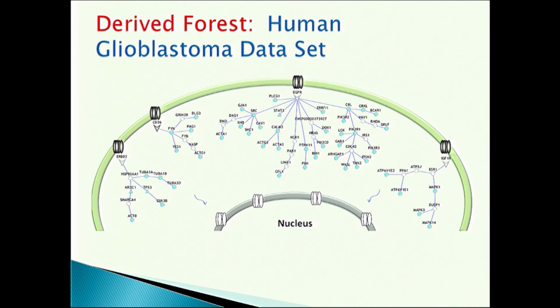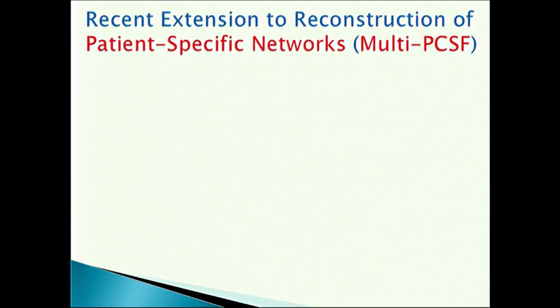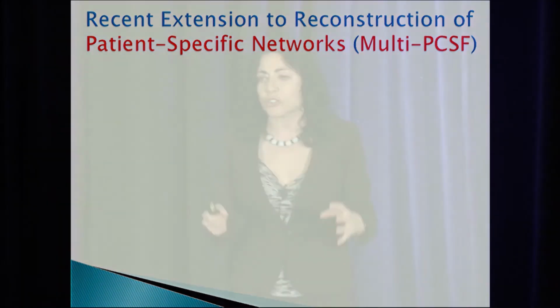Okay, the final thing that I want to tell you about is more recent extensions to the reconstruction. I mean, we've all heard about personalized medicine. We also know that with cancer, we really want to personalize it. We give tamoxifen to two women. It works for one woman with breast cancer. It doesn't work for another woman with breast cancer. It's because these breast cancers are different diseases. They're just showing up in the same tissue.